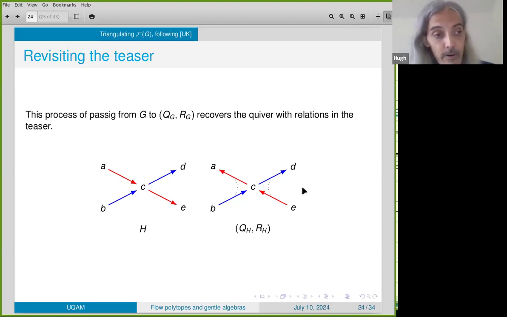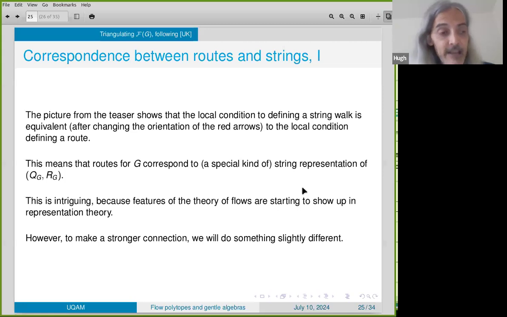And so basically the same picture from the teaser shows that the local condition that defines a string walk is equivalent to the local condition that defines a route. I mean, what does a route look like? A route looks like flow comes in, unit flow comes in along one edge, and it leaves along one edge.